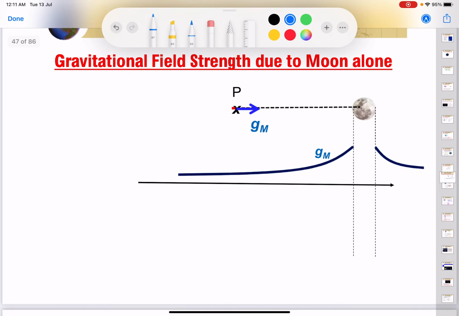Another thing to take note of is that the value is higher here compared to here. So it increases as it goes towards the Moon, and it decreases as the point moves away from the Moon. That should make sense because we expect the gravitational field due to the Moon to be stronger near the Moon.